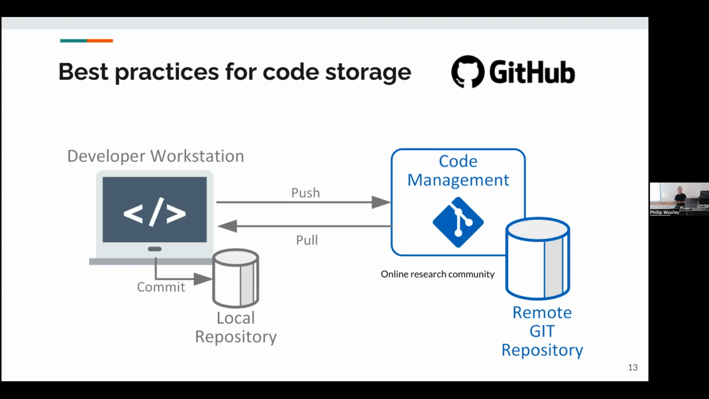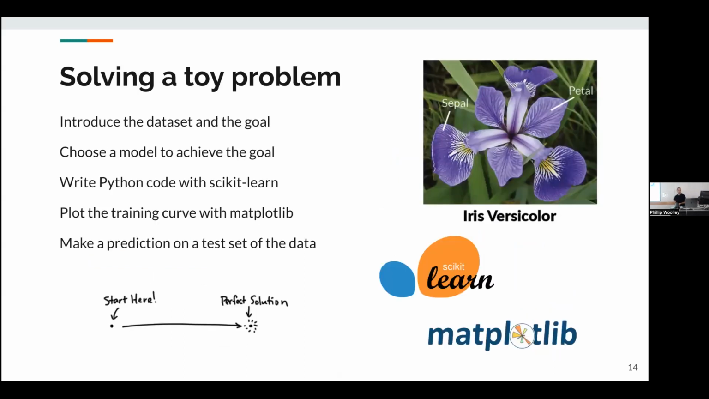All right, so let's get into an example. We're going to solve a toy problem, and we're going to go through a few steps here. I'm going to first introduce the data set and the goal. Then choose a model that achieves this goal we've set for ourselves. We're going to write some Python code, which I've actually pre-written, and we're going to use scikit-learn for this, so some base machine learning model. We'll then plot the training curve with matplotlib. And at the very end, we'll take the model we've trained and make a prediction on a test set of the data. Just a precursor, we're going to be talking about iris flowers for this.